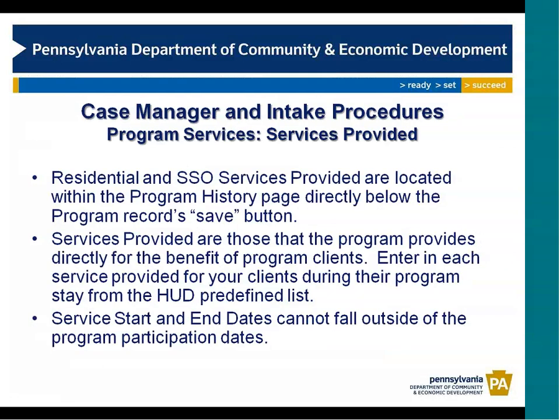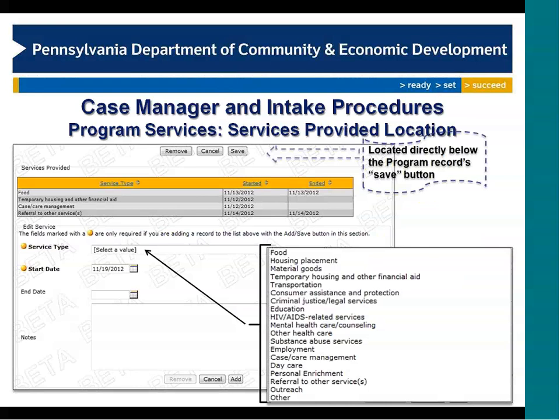The services provided section is for the residential or SSO services programs. It is located in pretty much the same place within the program history page, directly below the save buttons. Basically, it's a HUD predefined list. It's got a whole bunch of different services that you can associate to clients. Same rules: services can't fall outside the program participation dates. As you see here, right above is all the entry and exit information that's entered for the program. The service grid will be directly below that.